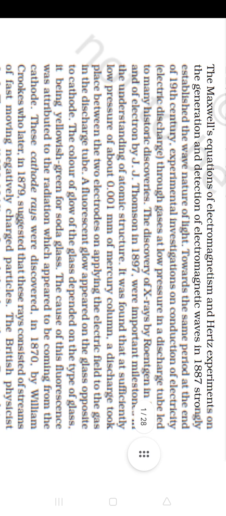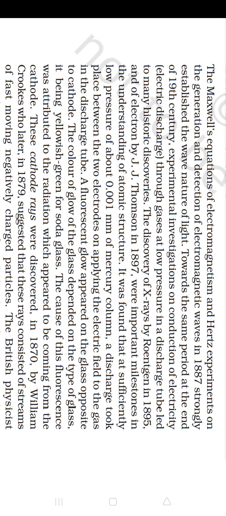It was found that at sufficiently low pressure of about 0.001 mm of mercury column, a discharge took place between the two electrodes on applying an electric field to the gas in the discharge tube. A fluorescent glow appeared on the glass opposite to the cathode. The color of the glow depended on the type of glass, being yellowish green for soda glass. The cause of this fluorescence was attributed to the radiation which appeared to be coming from the cathode.